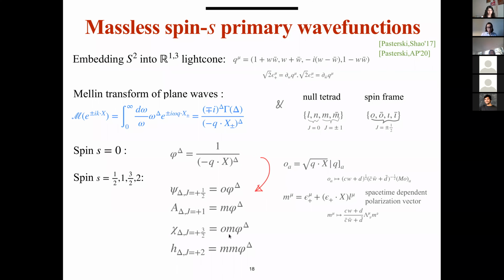Okay, just to be a bit more precise. For the scalar, we have just the scalar plane wave. The Mellin transform of that will give us the spin 0 conformal primary wave function, which is given by this expression: 1 over this null vector q, which points towards the celestial sphere and whose parameterization I've given up here, dotted into the spacetime vector, to the power delta. So the power of this 1 over q dot x expression will be the conformal dimension. And then for spin S particles, I have to dress them with the appropriate polarization vectors or tensors or spinors if you want to discuss massless fermions.